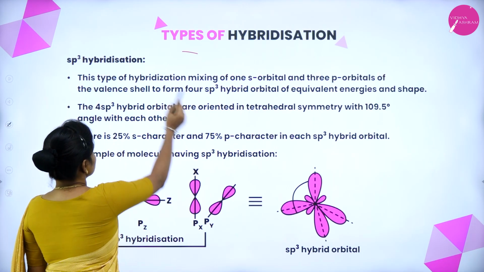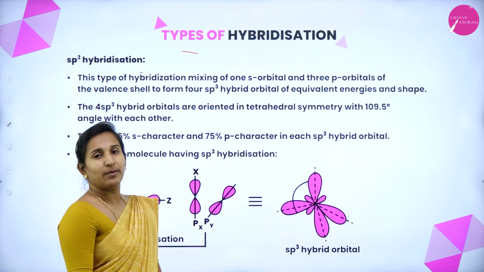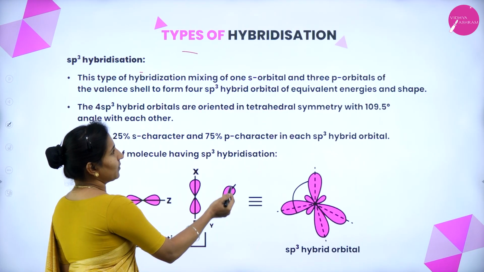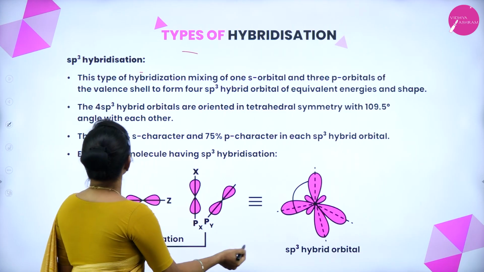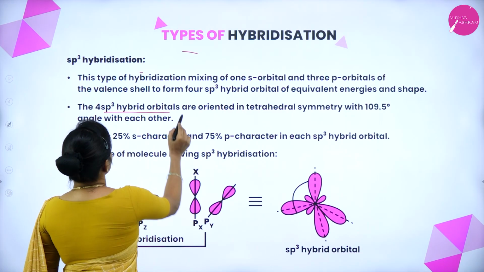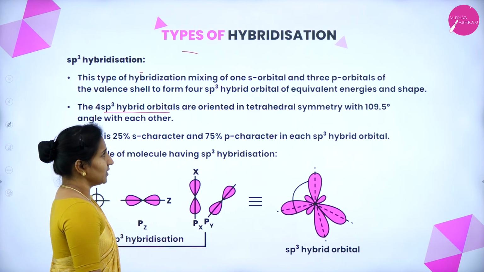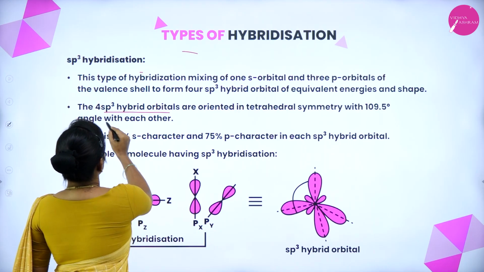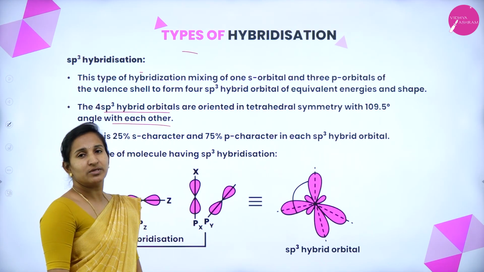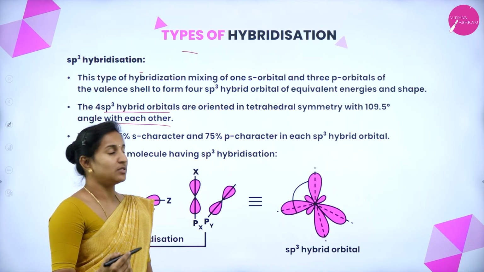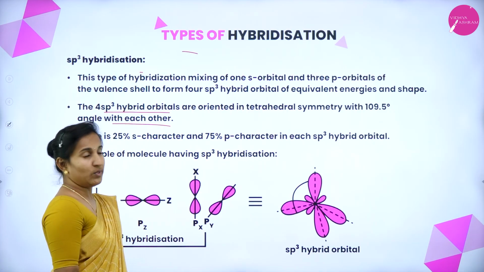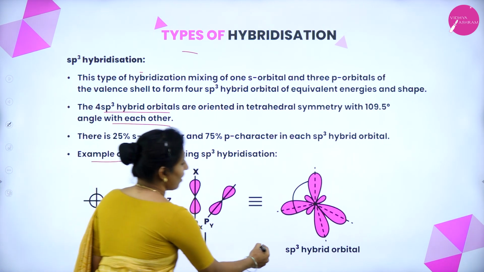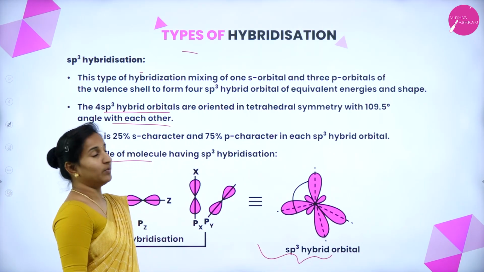Types of hybridization: sp3 hybridization. In this type of hybridization, mixing of one s orbital and three p orbitals gives hybrid orbitals of equivalent energies and shape. The four sp3 hybrid orbitals are oriented in tetrahedral symmetry with a bond angle of 109.5 degrees with each other. There is 25% of S character and 75% of P character in these hybrid orbitals. Example of a molecule having sp3 hybridization. This is an sp3 hybridized orbital.